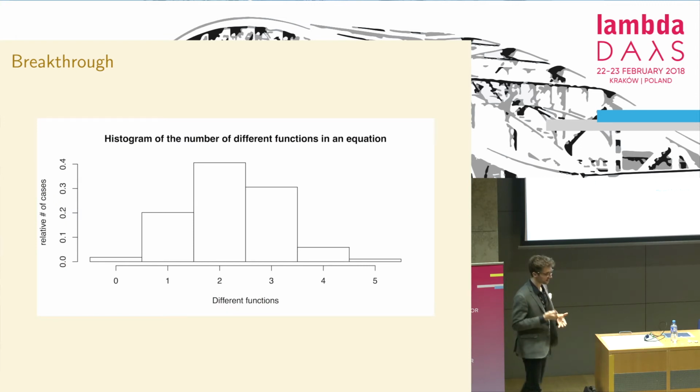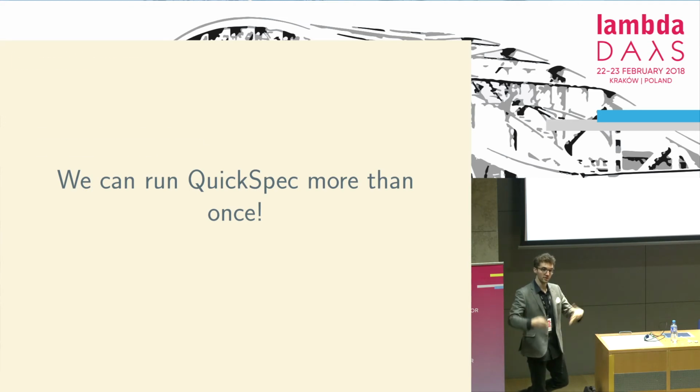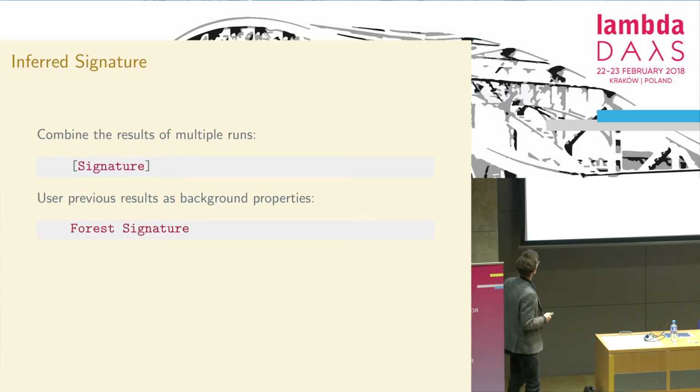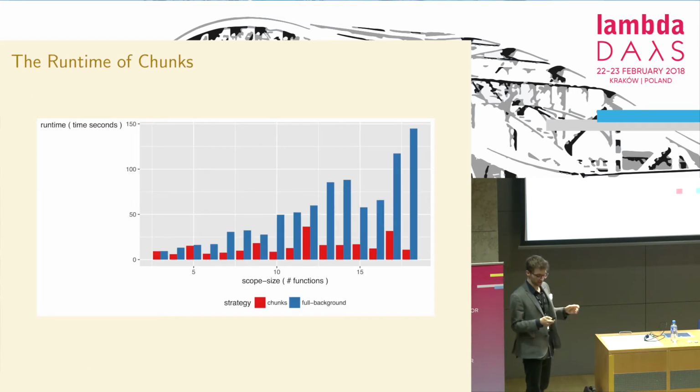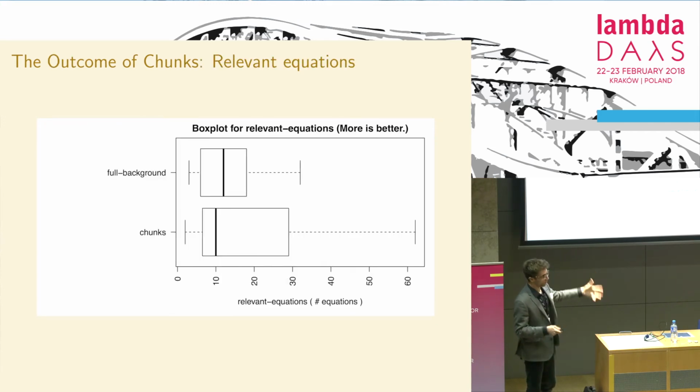And then the breakthrough was to see that most properties only relate a very small number of functions. And if that's the case, then we can run QuickSpec more than once and union the results. Now I have to go through this really quickly. So if we can combine outputs of multiple runs, then we essentially want to find very small signatures to give to QuickSpec and then combine the results of those. Now how do we find very small signatures? We just take the tuples where one of the functions is interesting and the other one is in your scope. This is called chunks. Turns out this is still fast enough because it's linear in time, and it finds more stuff.